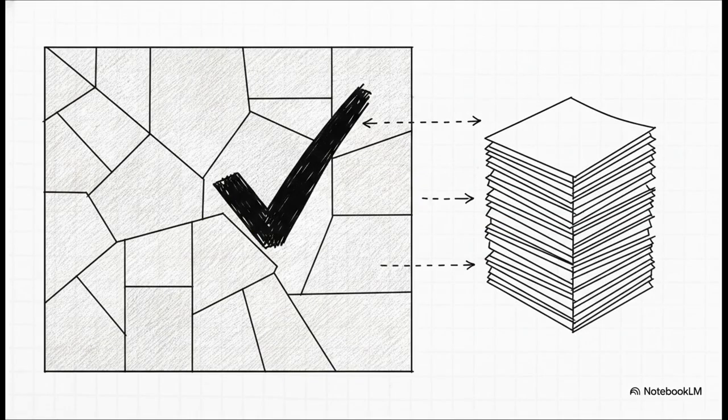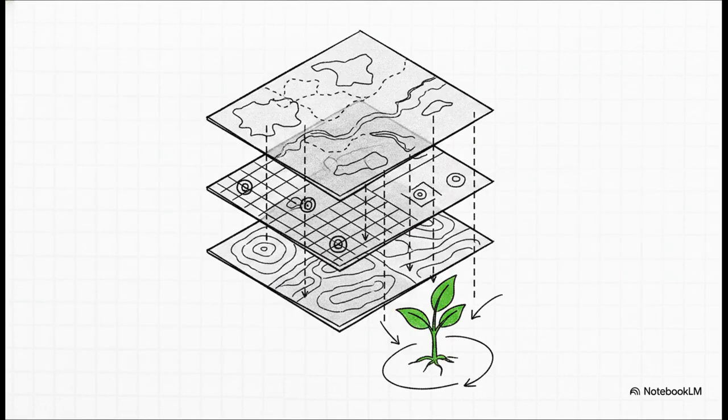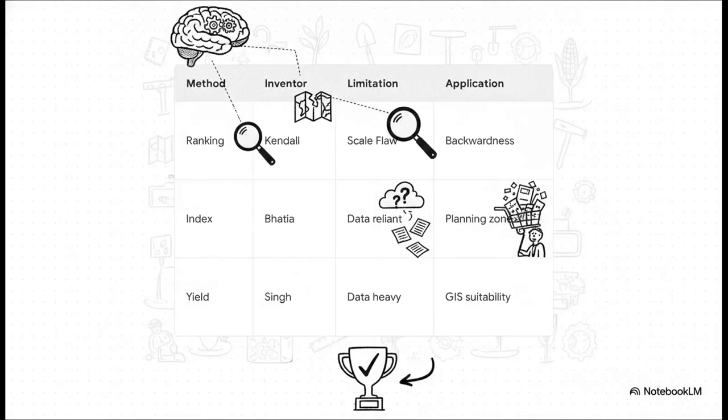Bhatia fixed that flaw in 1967 by weighting crop areas. This helps define government planning zones. Then Jasbir leveled it up. Today, his formulas actually power complex GIS crop suitability maps. Grab a screenshot here. Memorizing these 3 spatial interventors and their limitations absolutely guarantees exam points.